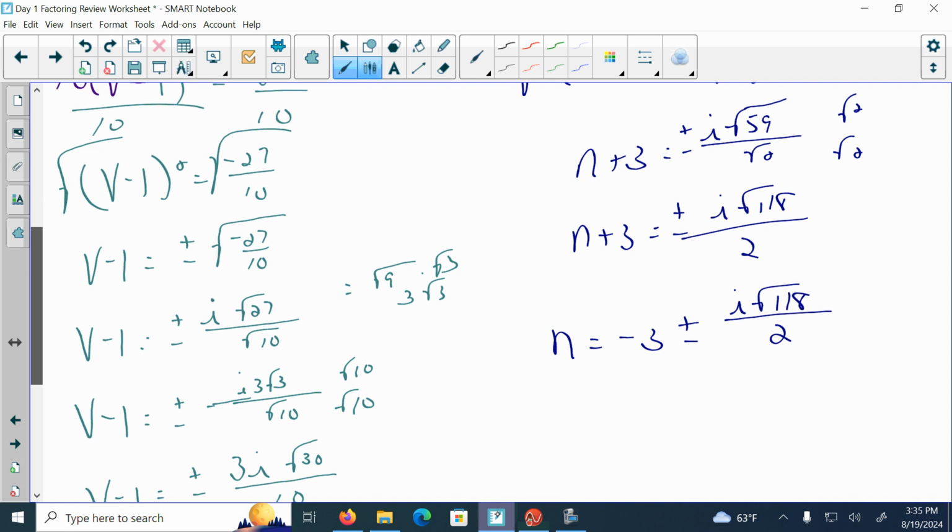I could leave it like this and be done, or I can rewrite this negative 3 with the denominator of 2, and n is equal to negative 6 plus or minus i times the square root of 118 all over 2. Either one of those answers is fine.